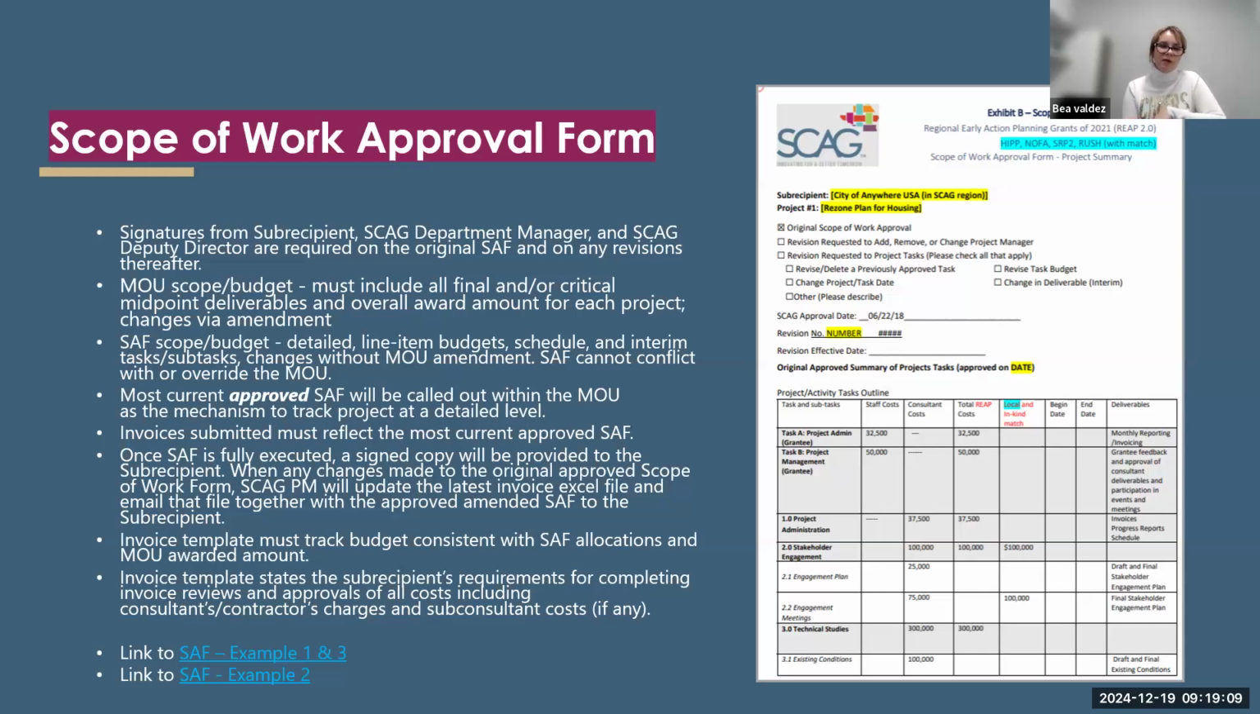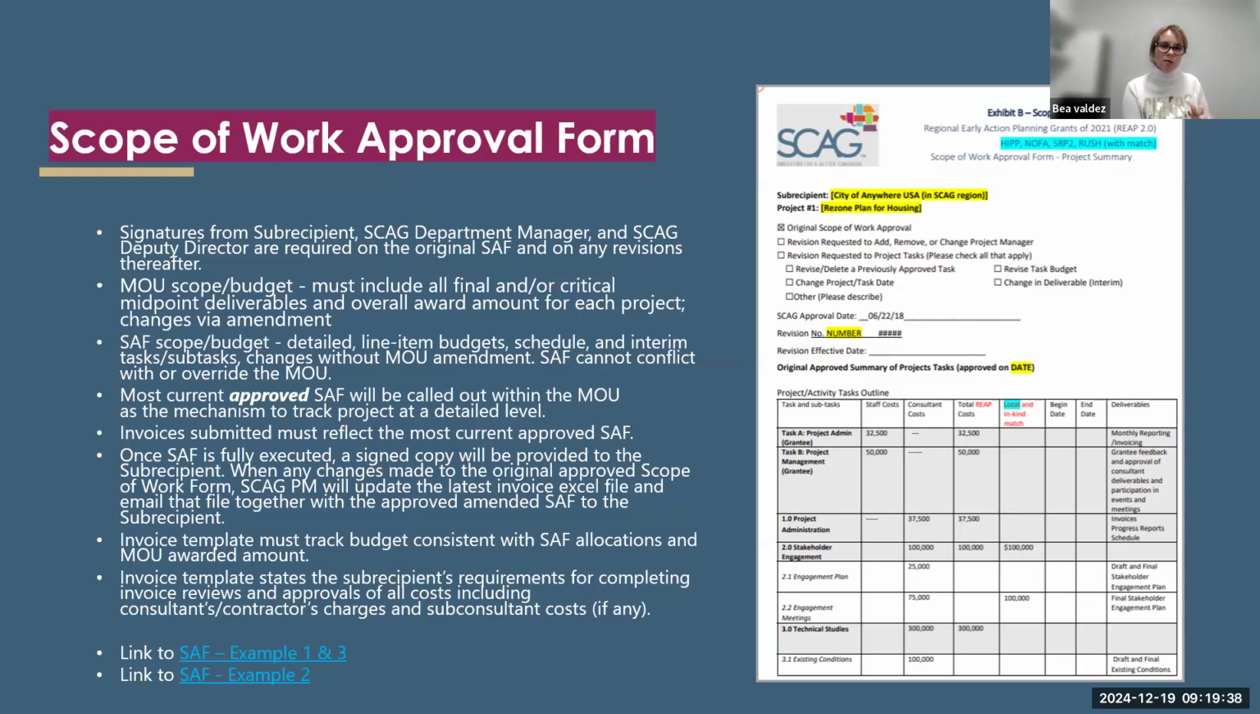And we do give a little bit of authority to your project manager and their deputy director to make some changes in here instead of going back into having a full MOU amendment. So there's a couple of things that can be done through your scope of work approval form. It's going to take place at the beginning of your MOU. It's going to give you your deliverables. It's going to give you your budget by your program task and your cost categories.